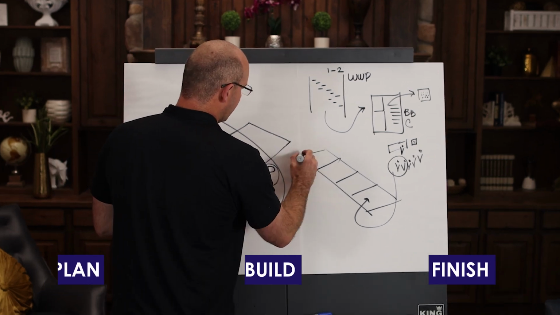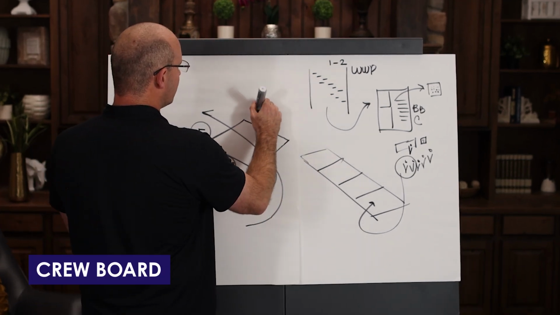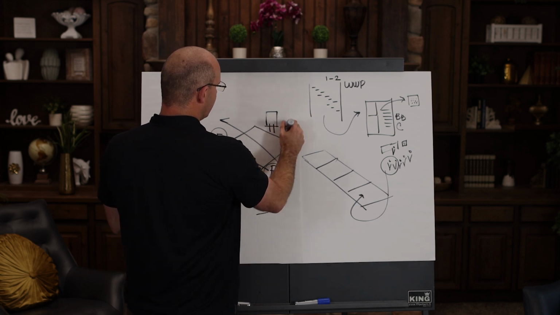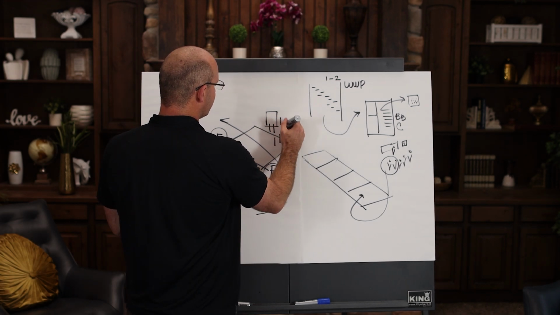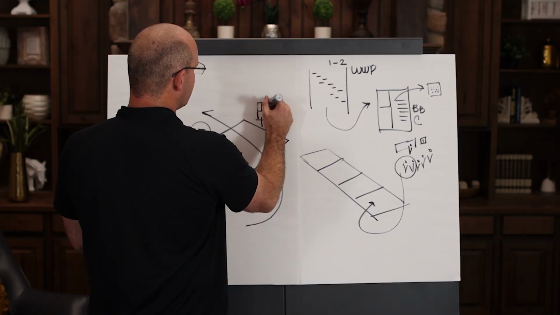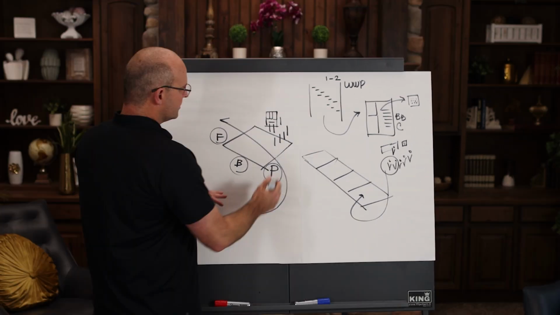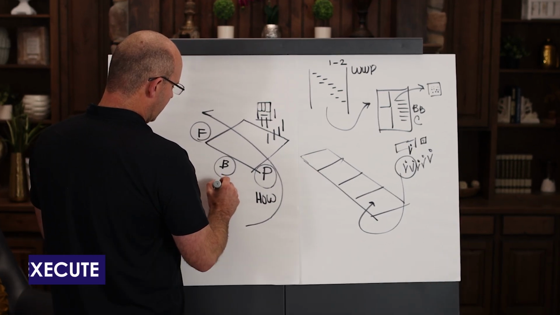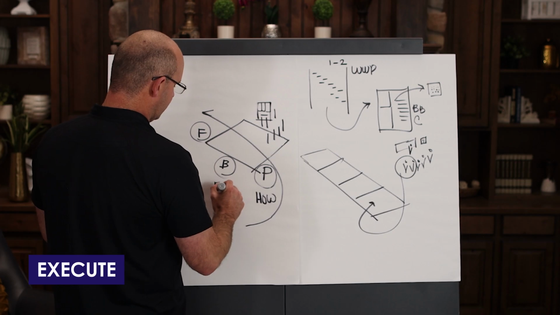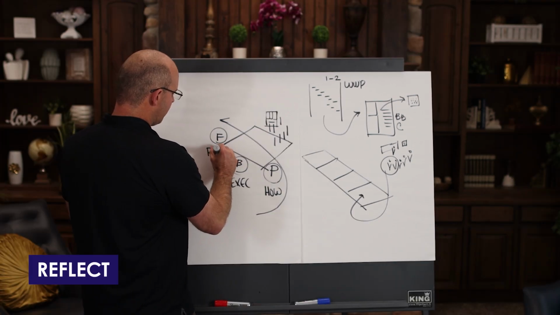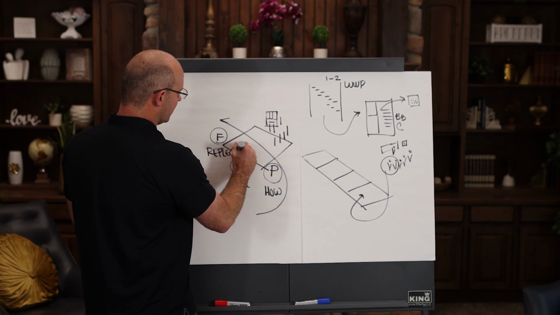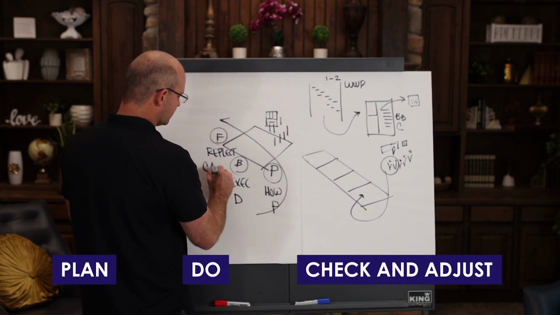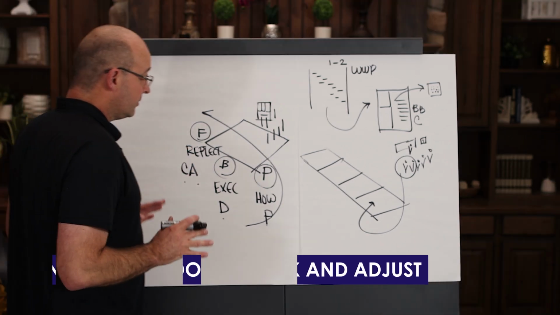Now, we already know that each of these crews will have a crew board, at least in advanced lean implementations, and that crew will use that crew board with the foreman to make sure they understand the look ahead, weekly work plan, day plan, and the visual zone maps. So they say, how do we want to approach this zone? Then they will actually execute it. So I'll just write execute, and then they will reflect. Okay. And one of the things that I just realized is it's plan, do, and then check and adjust, PDCA. We don't do enough of this.